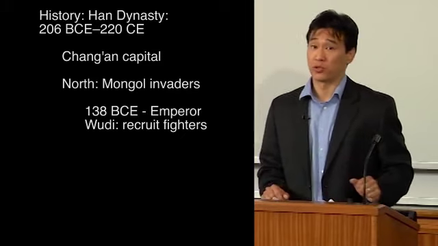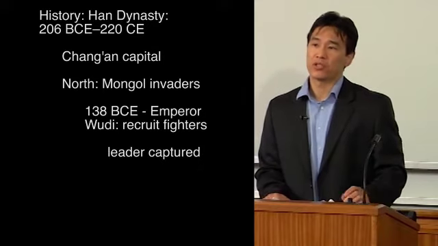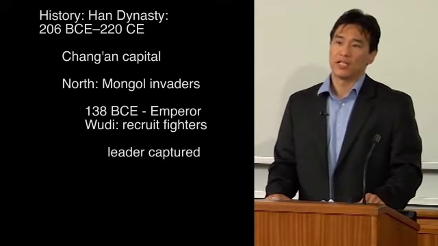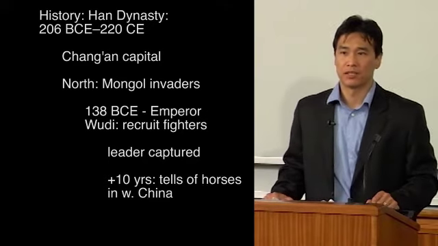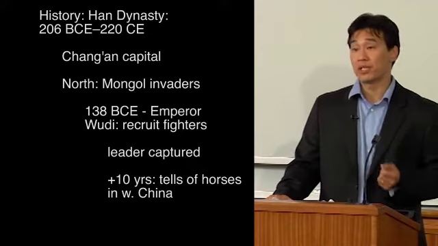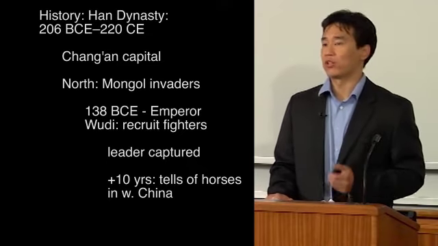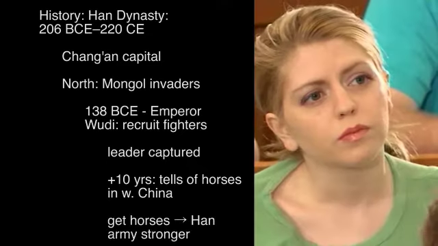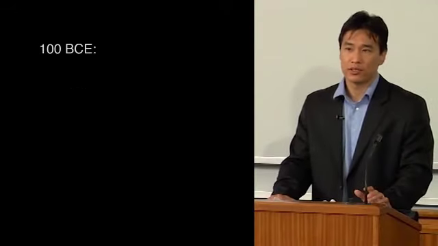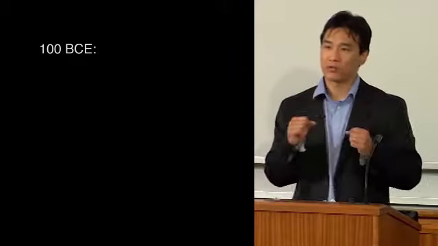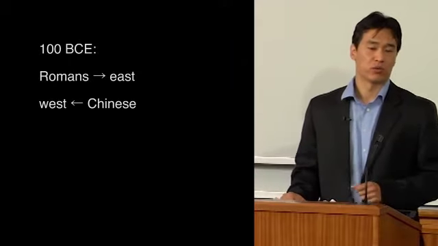The group's leader was captured, and when he returned a decade later, he told the emperor about a type of big, strong horse in Western China. The Han Dynasty decided to make a big push west to get these horses in order to make the Han army stronger. So you see, in about 100 BCE, the Romans and the Chinese were pushing east and west respectively, and thus the Silk Road developed.